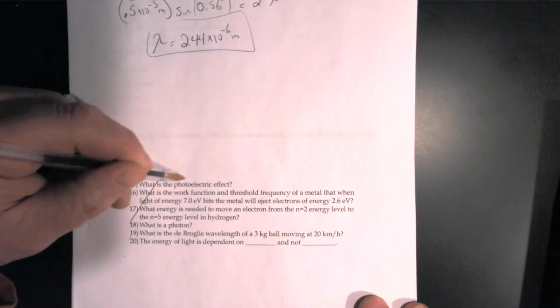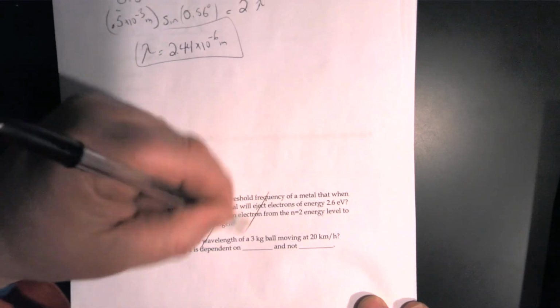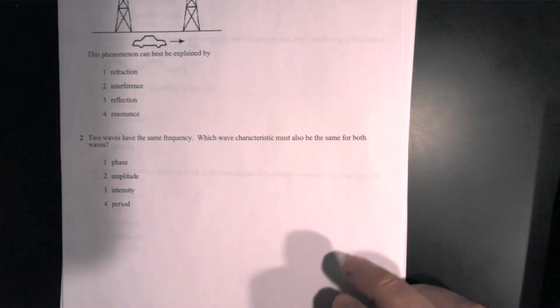Okay. Now, all of the rest of these, 15, 16, 17, 18, 19, and 20, these are all in Chapter 23, and we are not going to do any of them. So this one is shot. So that ends our review sheet.